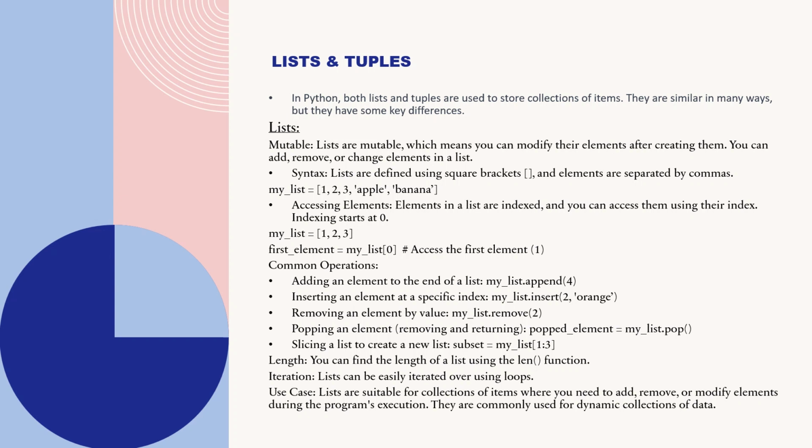Iteration: lists can be easily iterated over using loops. Use case: lists are suitable for collections of items where you need to add, remove, or modify elements during the program's execution. They are commonly used for dynamic collections of data.